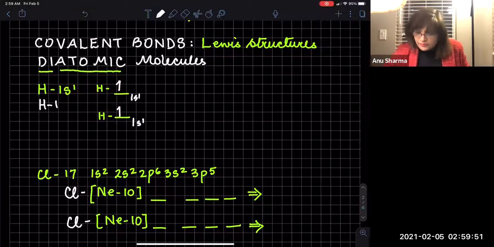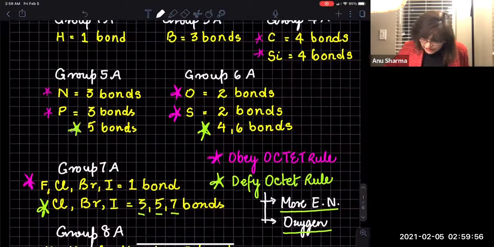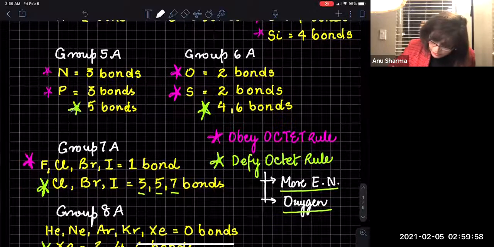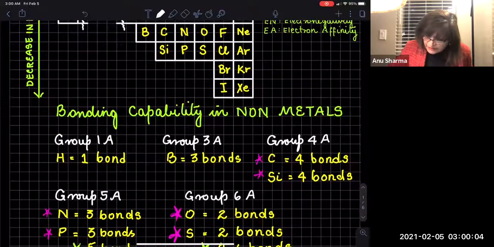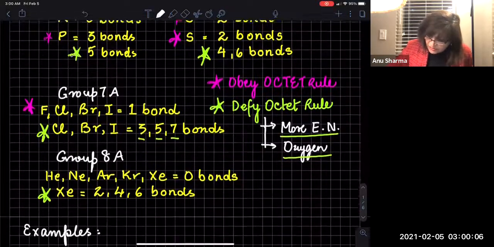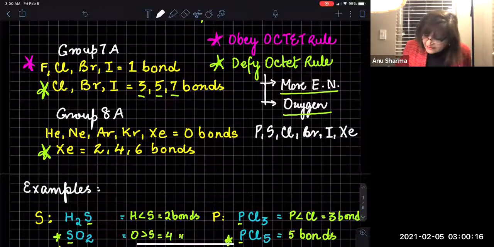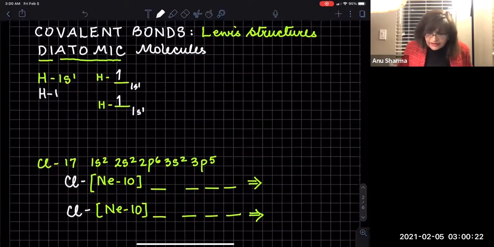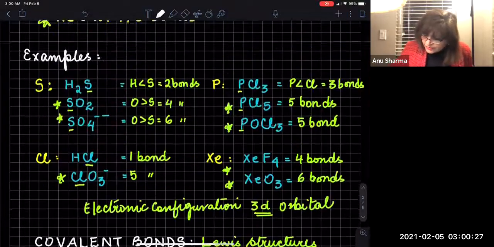Let me just put this list here: phosphorus, sulfur, chlorine, bromine, iodine, and xenon. These guys defy the octet, okay? So just keep a list here. Now let's go back to diatomic molecules.